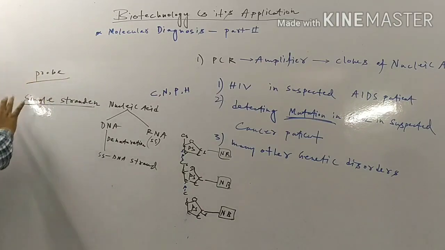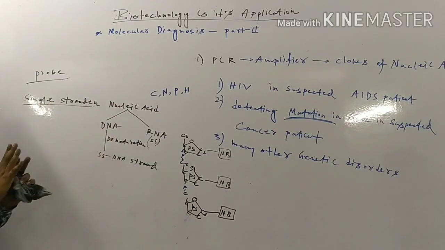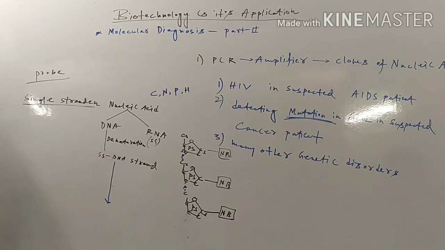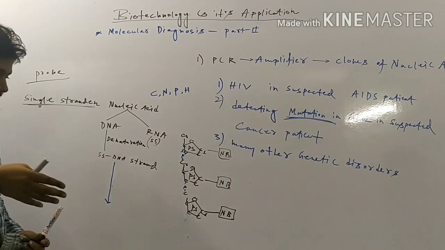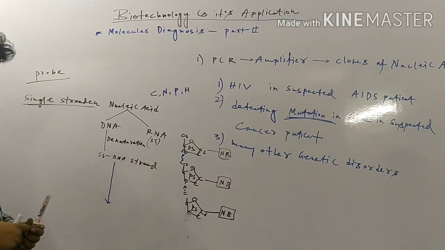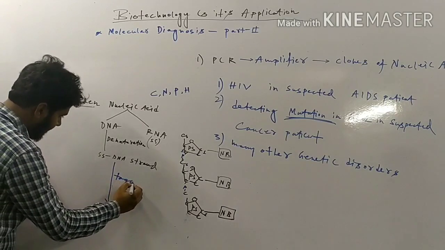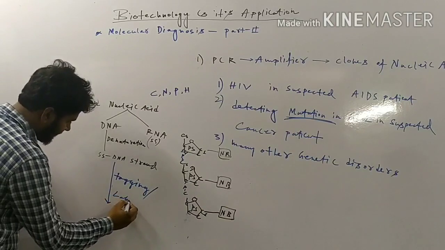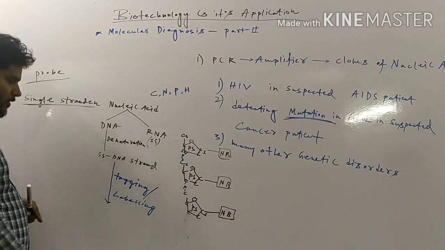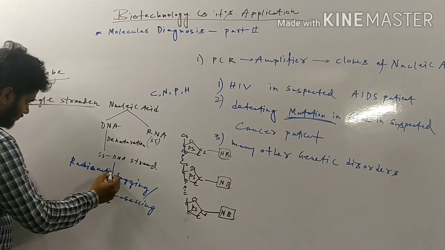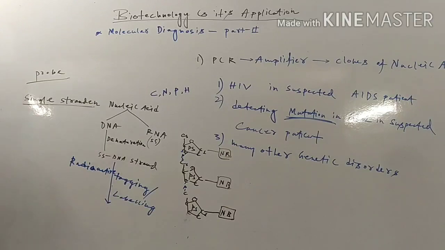So now, to make a probe, what do we have to do? If we just take one single-stranded DNA, this is not a probe. In the next stage, we have to label it, or tag it, with radioactivity, or nowadays fluorescent properties are also used, but here we will discuss only radioactivity. So the next stage is tagging or labeling, with radioactive tagging.